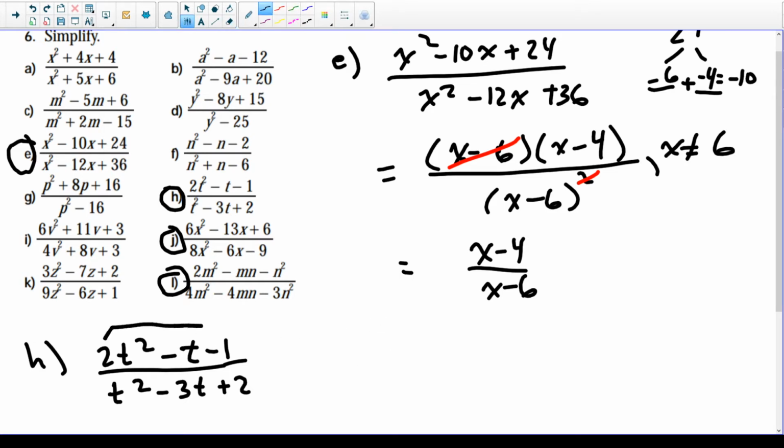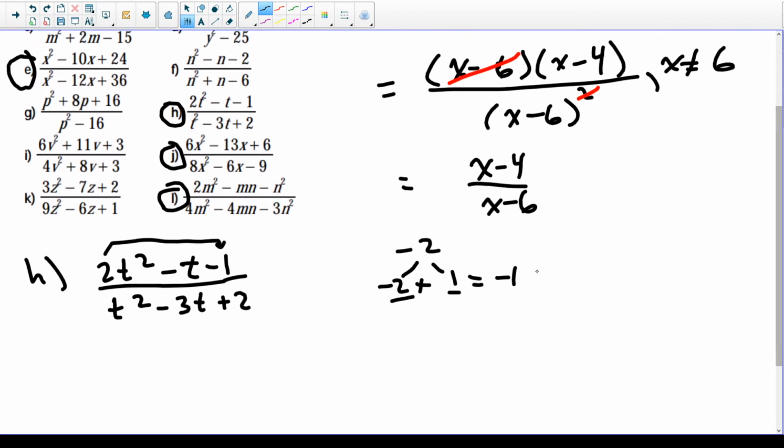The first thing you do with a type 2 trinomial is you multiply the first number times the last number, so that would be negative 2. And we need two numbers that multiply to negative 2 and add to the middle number, which is negative 1. Those two numbers would be negative 2 and positive 1 in this case. So if I continue off to the side here, that means my 2t squared minus t minus 1 is going to become two brackets.